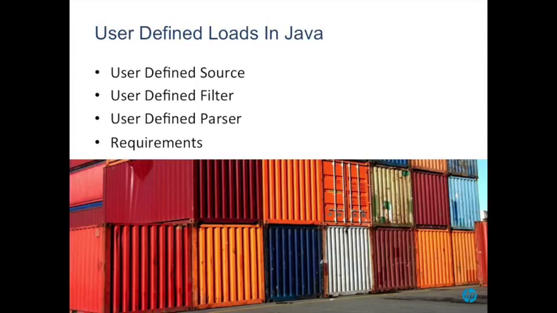There are some requirements for doing this with Java. First of all, it must be written using the Java SDK and compiled into a shared library. You can have up to one source process, and this single process can obtain data from multiple sources. You can have 0 or more filters, meaning you don't have to have a filter. That's optional. And you can have up to one parser process. So those are the things that you want to think about in terms of these user-defined loads with Java. But the benefit is that this is just a new feature that 7.0 is offering.